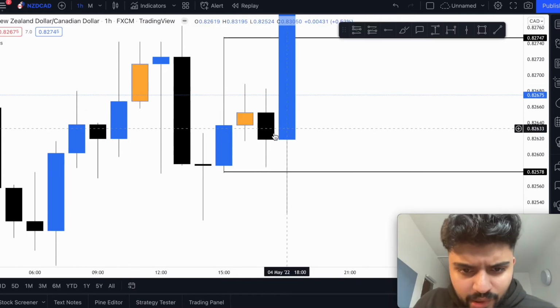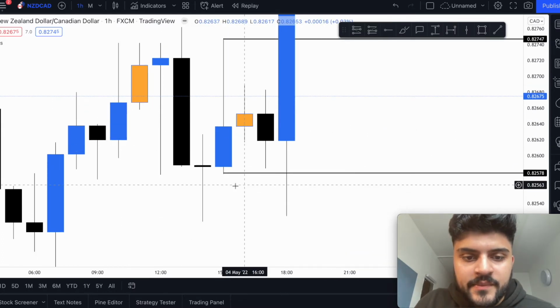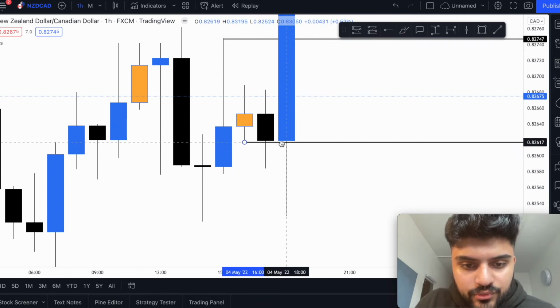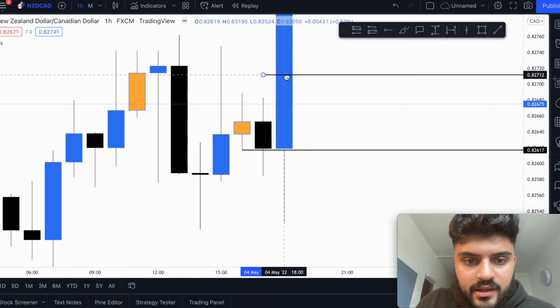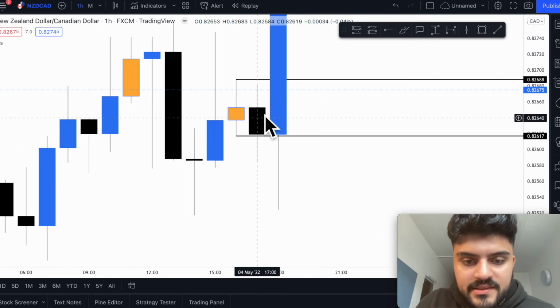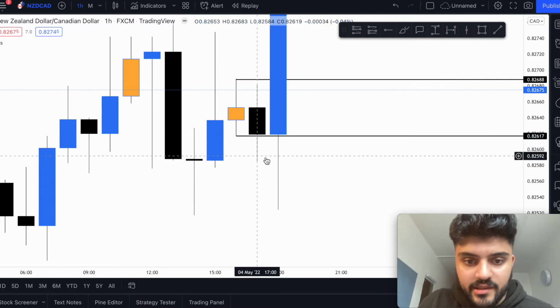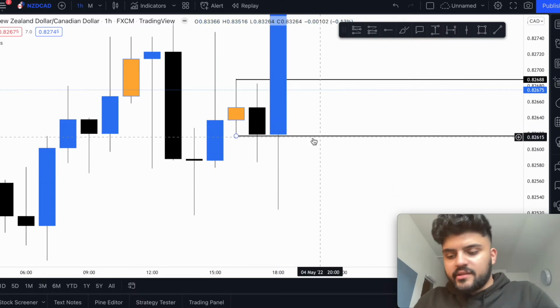Now you might be wondering, why is this not an inside bar? Well, guess what, guys? Look at the previous candle. The previous candle's low was right there. The previous candle's high was right there. This next candle did break the low, because its low is underneath the low of the previous candle. So that's why this would not be counted as an inside bar.